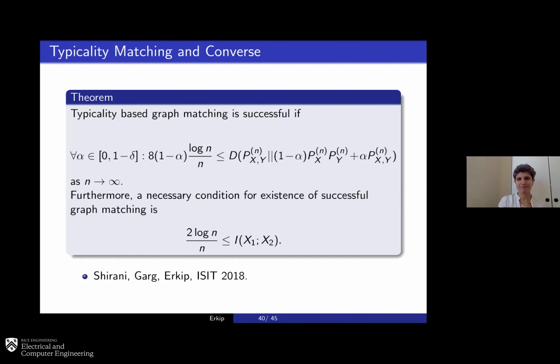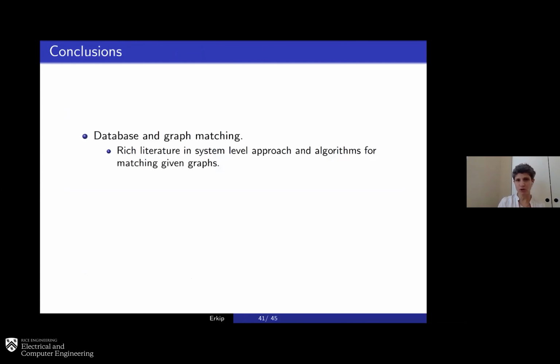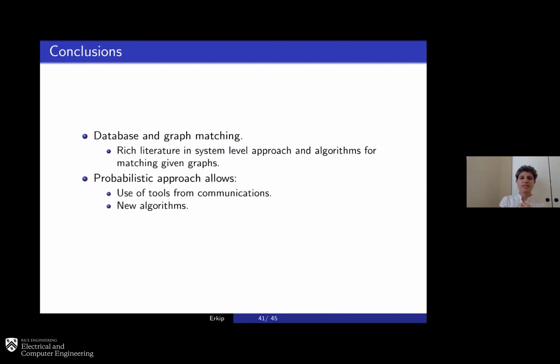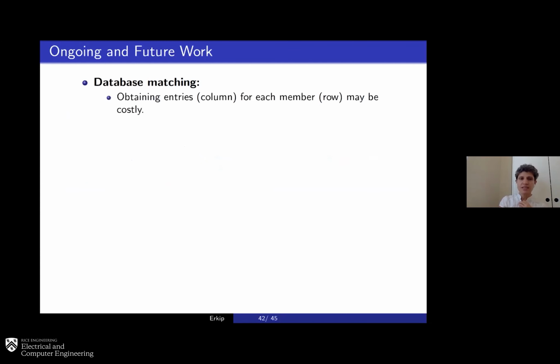So I'm sorry I could not finish early, but I want to conclude with a few thoughts. I hope I've managed to convince you that database and graph matching are interesting problems. There's a rich literature in systems level approach, getting to graphs and hacking them and showing that they can be matched. Our approach has been probabilistic, using simple probabilistic models and tools from communications and information theory to come up with new ways of matching graphs and necessary and sufficient conditions for success.